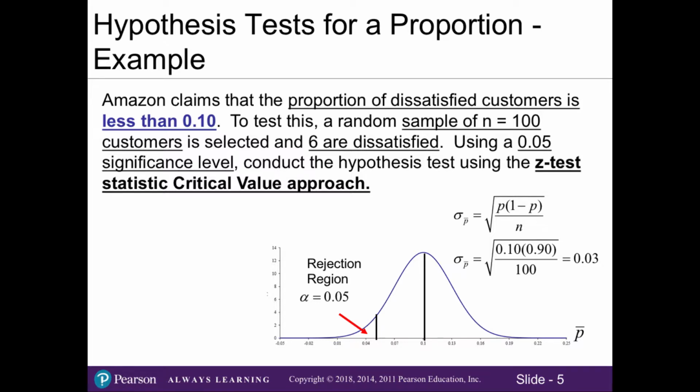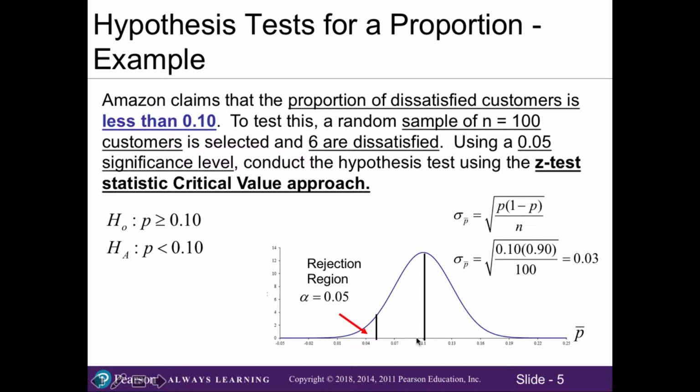So first we need to set up our hypothesis test. Amazon claims that the proportion of dissatisfied customers is less than 0.10. The less than 0.10 is our clue. It does not include 0.10, meaning there's no equal sign. So that means our less than 0.1 is our alternative hypothesis, and our null, which must include the equal symbol, is everything else. In this case, our proportion is greater or equal to 0.1.